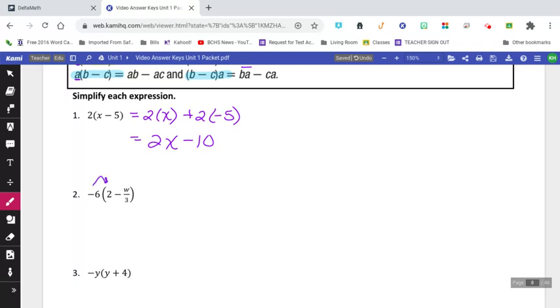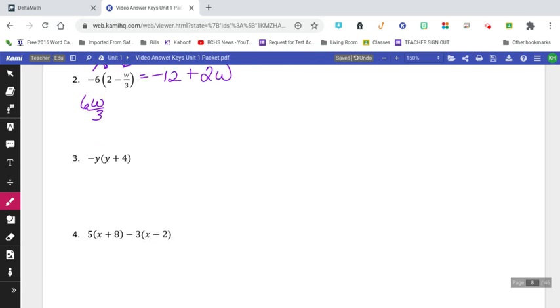So for number 2, we have negative 6 times 2, so negative 12. Now, negative 6 times negative w over 3. Well, we know that's going to become positive. And if you think about it, we end up with 6w over 3, so 2w. Right. Negative y times y, as I mentioned, I think in the first video, remember you add the exponents, so we get negative y squared. Negative y times positive 4 is minus 4y. We always put the number in front, the coefficient.